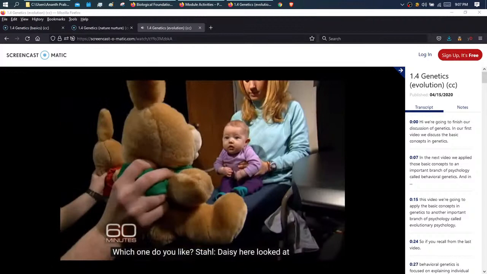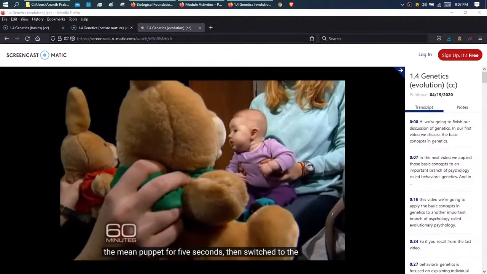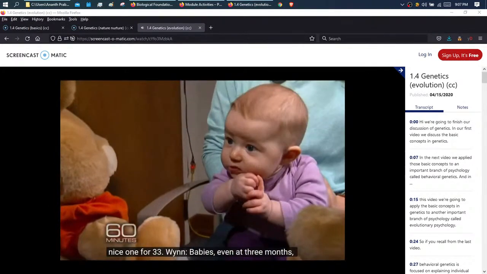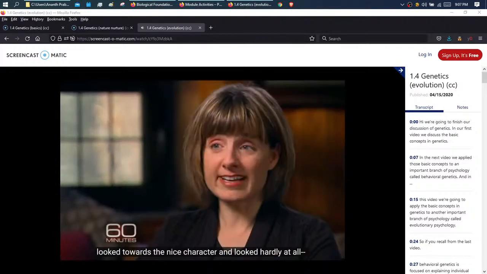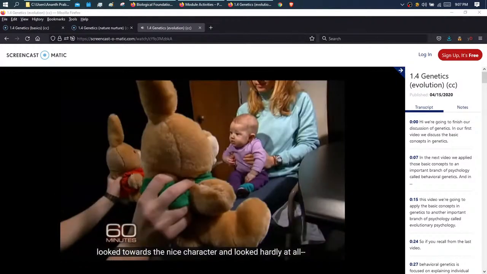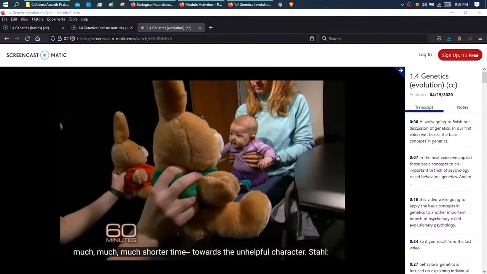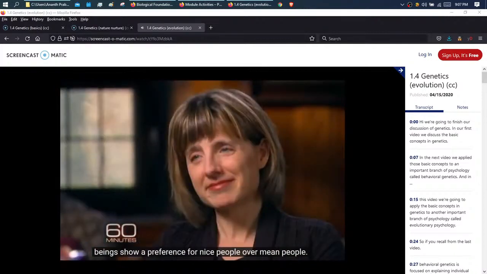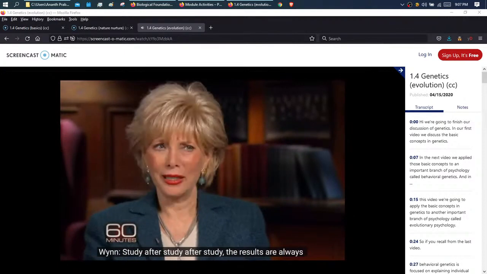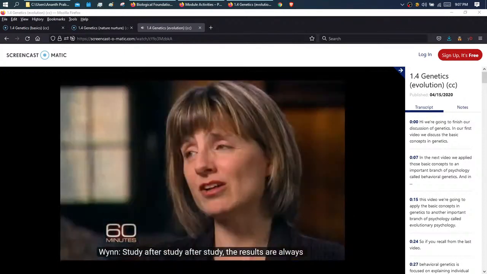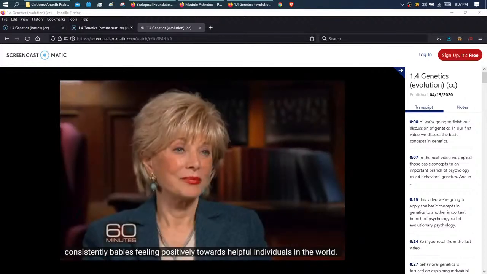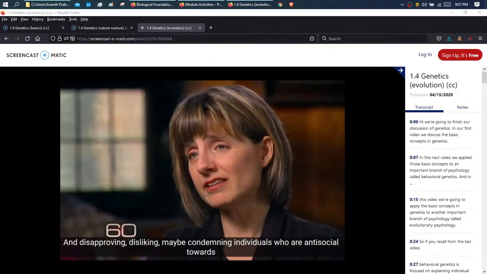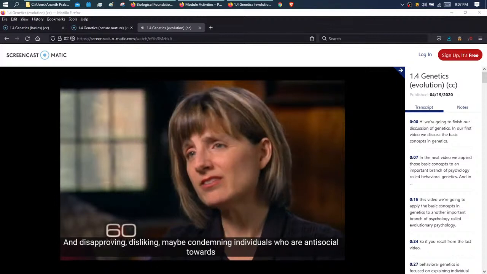Daisy here looked at the mean puppet for 5 seconds, then switched to the nice one for 33. Babies, even at 3 months, looked towards the nice character and looked hardly at all, much shorter times, towards the unhelpful character. So basically, as young as 3 months old, we human beings show a preference for nice people over mean people. Study after study after study, the results are always consistently babies feeling positively towards helpful individuals in the world and disapproving, disliking, maybe condemning individuals who are antisocial towards others.